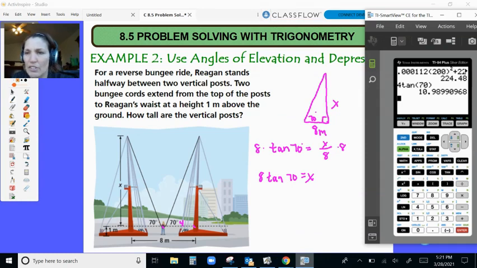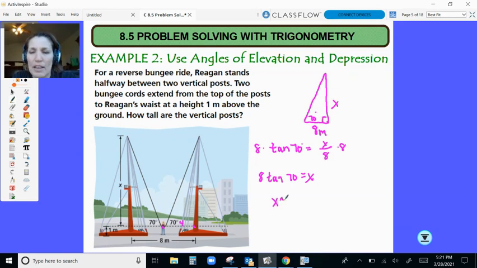So then I'm going to go ahead and pull my calculator up here. And I'm going to go, what is my 8 tangent of 70 degrees? And that gives me about 21.9. So I'm going to call it about 22 feet. So I'm going to say my x is about 22 feet. Okay? So they're about 22 feet tall.